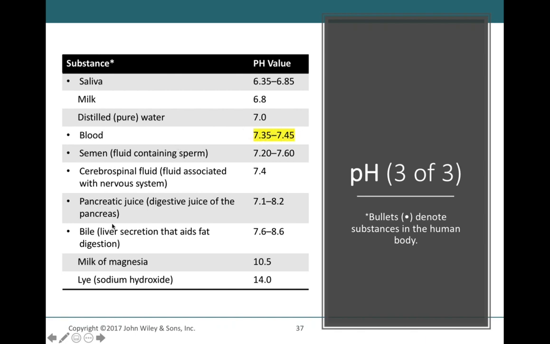There are some different body fluids here that you can see that have different pHs. Lye, for example, is not a body substance. Lye is sodium hydroxide. This is as basic as we can get.